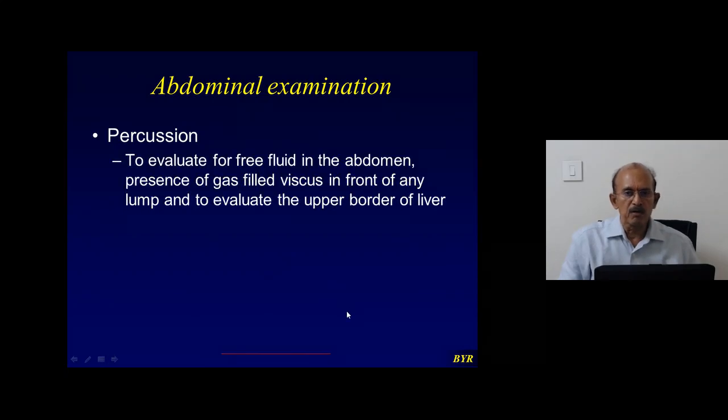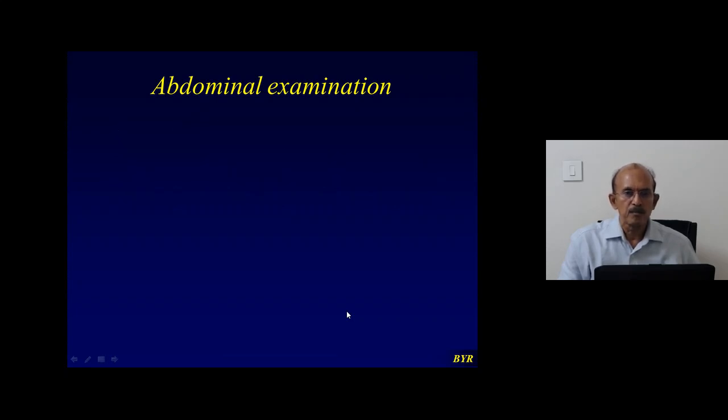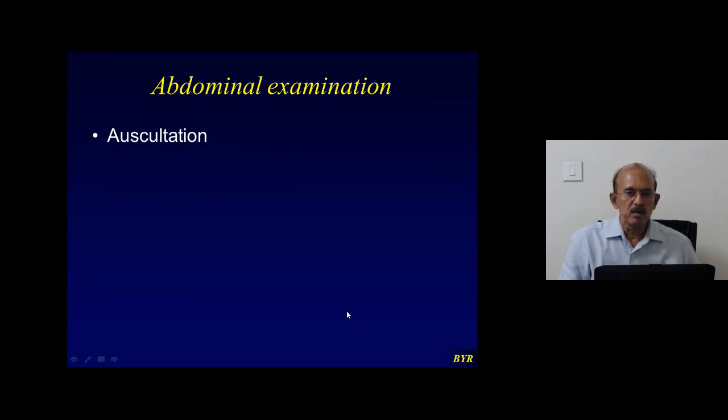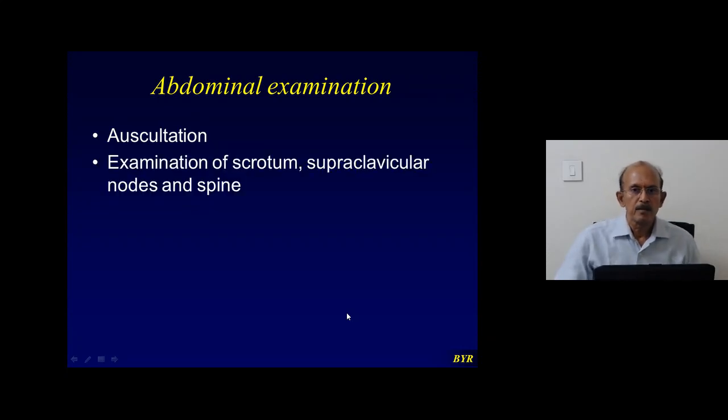Then percussion to evaluate for free fluid in the abdomen, presence of gas-filled viscera in front of any lump, and to evaluate the upper part of the liver. Auscultation for any bowel sounds, for any murmurs. Then examination of scrotum, supraclavicular nodes, and spine. Why examine the scrotum? The patient may be having a hernia or a scrotal lump due to testicular mass.